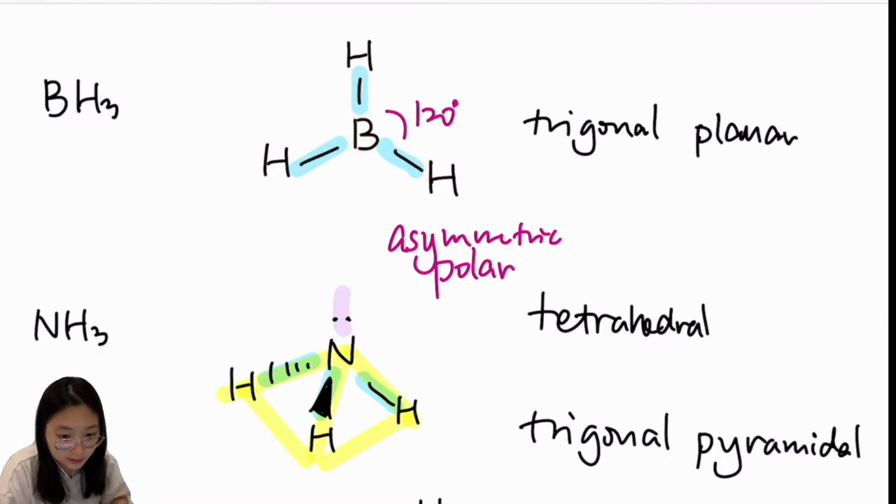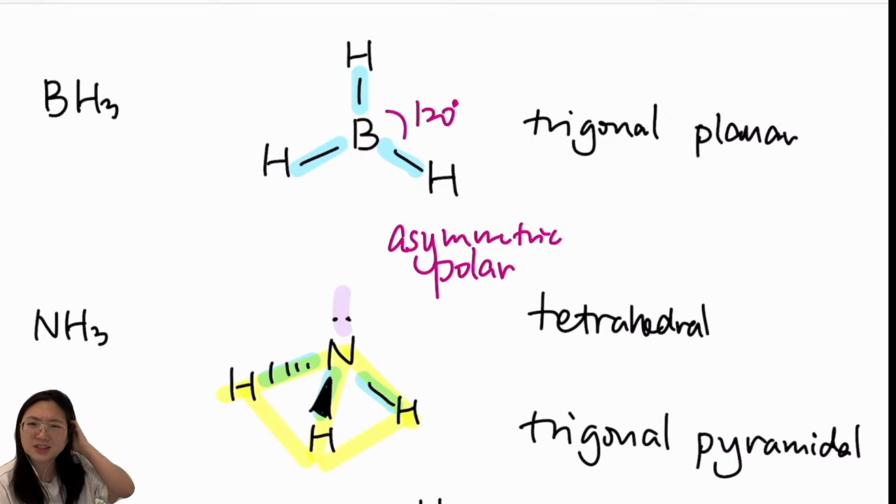So that's trigonal planar. If it asks us to see if it's polar or nonpolar, we could use the geometry as a justification, yes. But for polar and nonpolar, usually it's not going to ask you to justify that. Usually it's in the MCQ question.